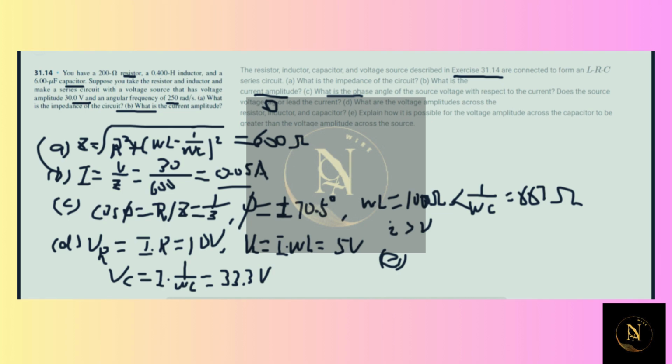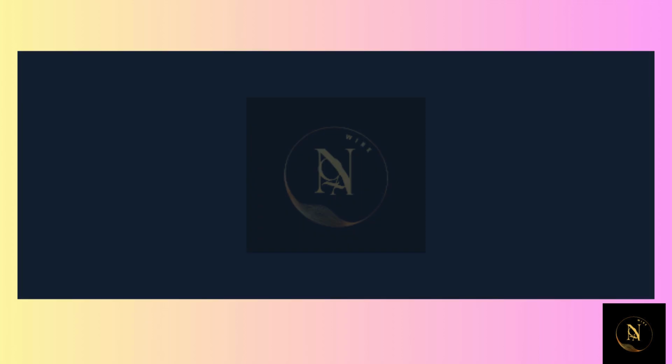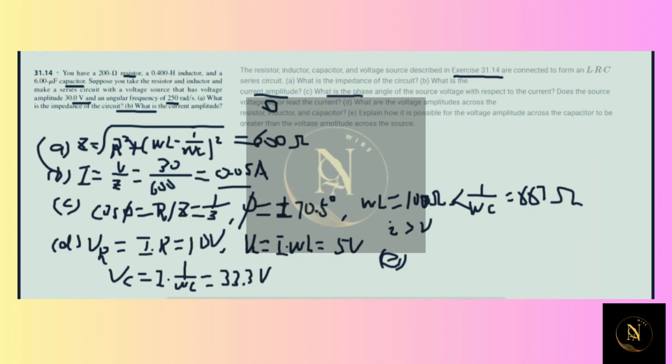Okay. And for part E, explain how it's possible for the voltage amplitude across the capacitor to be greater than the voltage amplitude across the source. This is actually possible in the RLC circuit. We have the R, the L, and the C in the circuit. If the potential difference for the capacitor is, for example, greater on this side and lower on this side, then in this case this will be lower and this side will be higher.